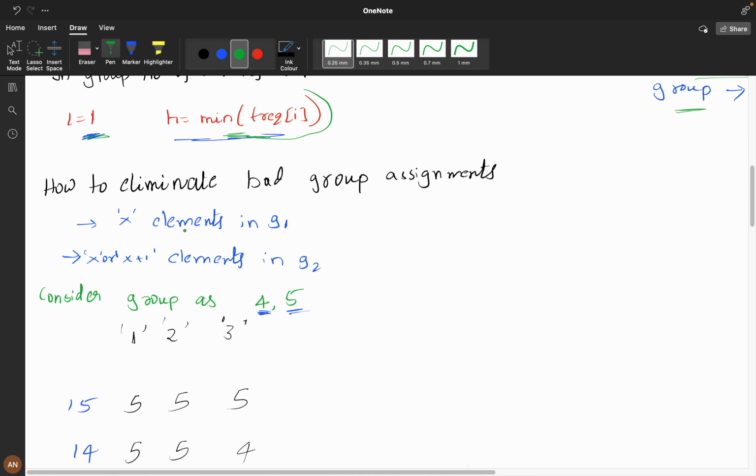First, let's understand. Suppose X elements are present in group 1, and in group 2, definitely it should be X or X plus 1. We are not going for X minus 1. We are considering X, X plus 1, and X plus 1, X plus 2. We are going in the forward direction, then definitely it will get covered.